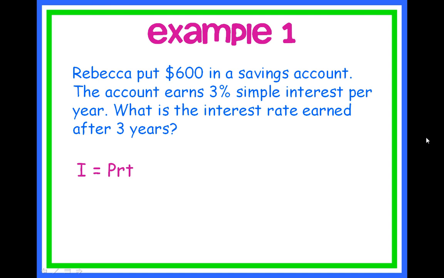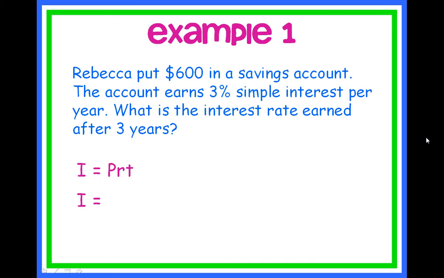Okay, example number 1. Rebecca put $600 in a savings account. The account earns 3% simple interest per year. What is the interest rate earned after 3 years? And this should be what is the interest earned after 3 years. Okay, so here we're supposed to be finding the interest because we do have the rate. That must be a typo. So, we know that we're trying to find I.